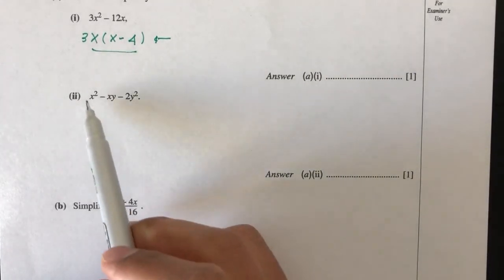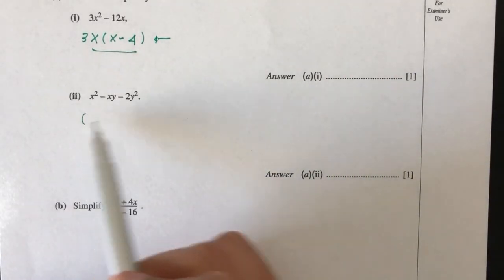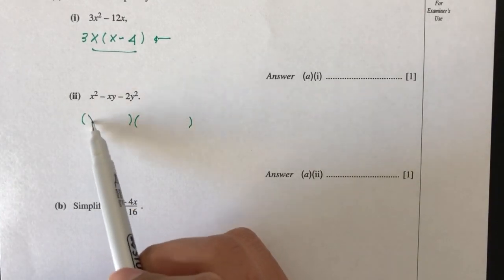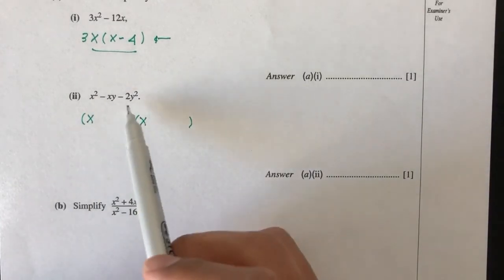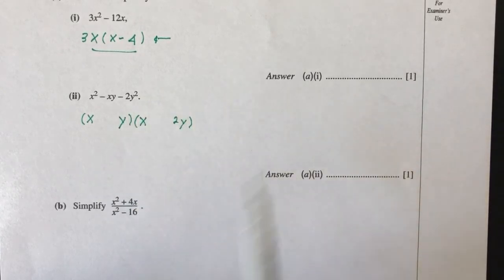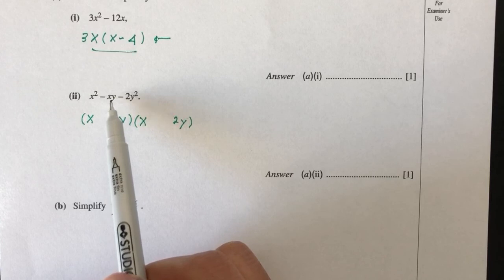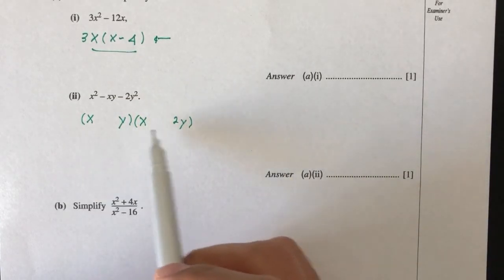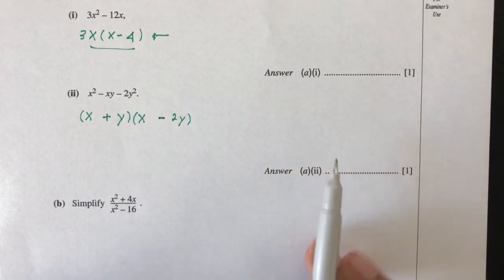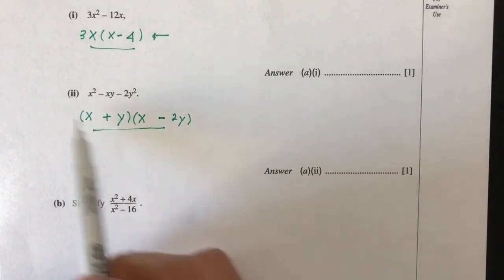For this one, we have x squared and y squared, so we have two brackets. How do we get x squared? It is always x times x. How do we get 2y squared? It is 2y times y. And for us to get minus xy, it needs to be minus here, because 2 and plus here. So that will be the factorization of this equation.